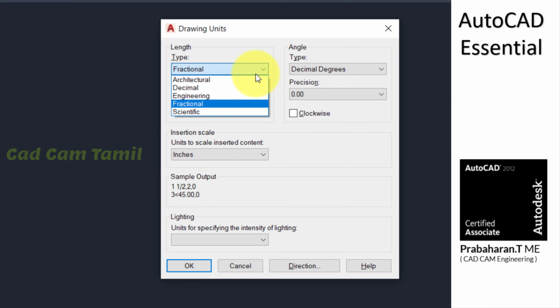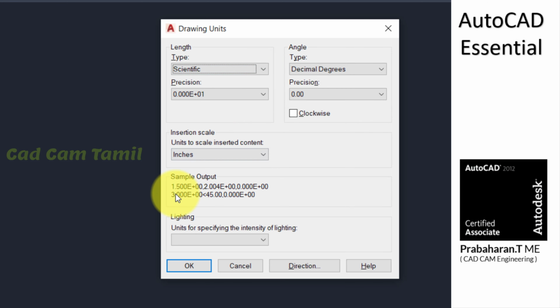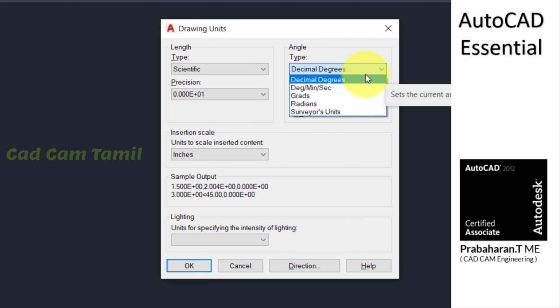Okay, then finally you can see the scientific format. You can see this sample, 1.5e to the power of 0.2. These are the length units. Similarly, for angle, there are plenty of methods available. You can represent the angle in decimal degrees, degrees, minutes, seconds, gradients, radians or surveyor's units. Generally we use degrees, or angle measurements in decimal degrees only.